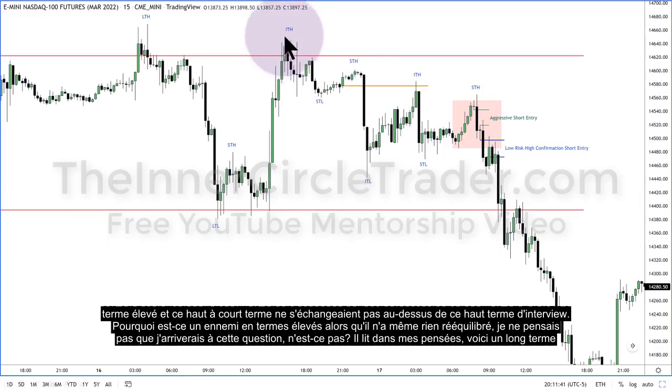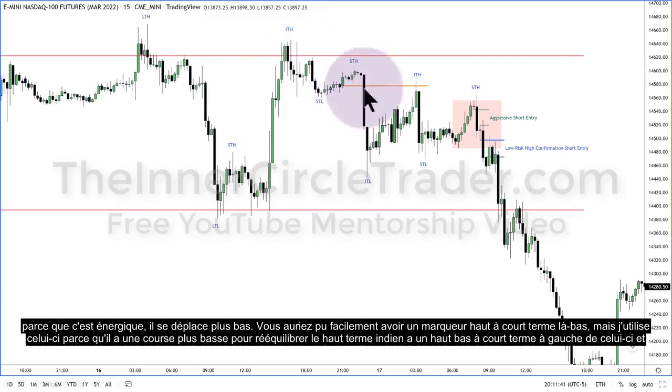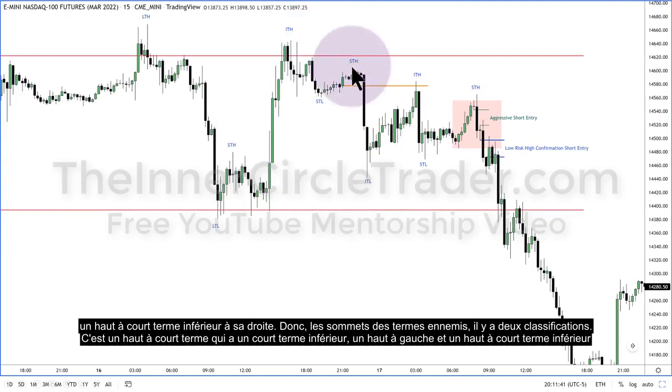Why is this an intermediate term high when it didn't even rebalance anything? Didn't think I'd get to that question, did you? He's reading my mind. Here's a long-term high. Here's a swing high over here and a swing high over here. See that? Long-term high, right? Intermediate term high, short-term high, short-term high, or if you want to use this one, I'm using this one, not classifying this one because this is energetic, it moves lower. You could have easily had a short-term high marker there, but I'm using this one because it has that run lower to rebalance. The intermediate term high has a lower short-term high to the left of it and a lower short-term high to the right of it.